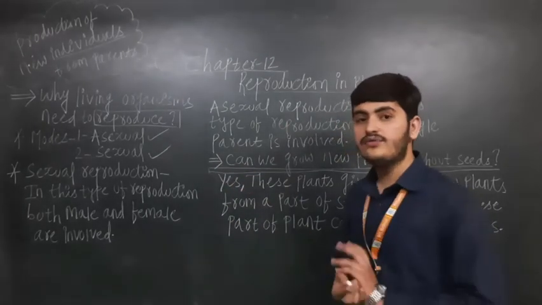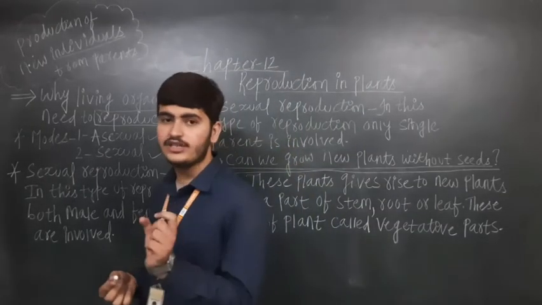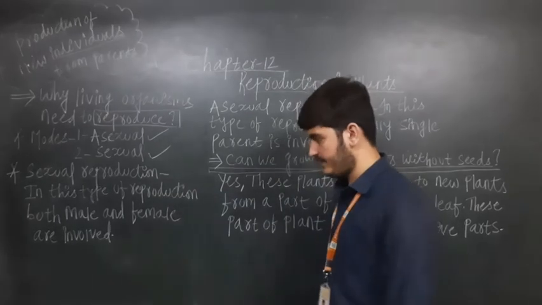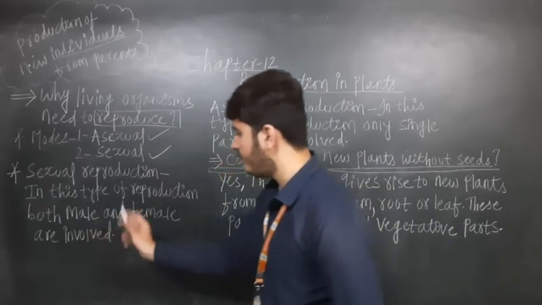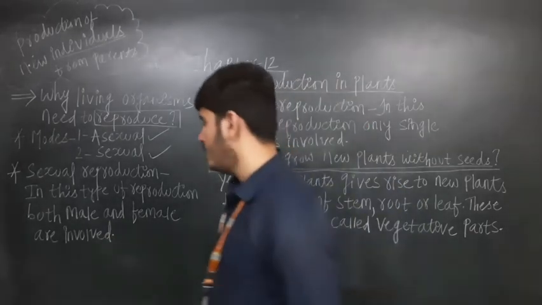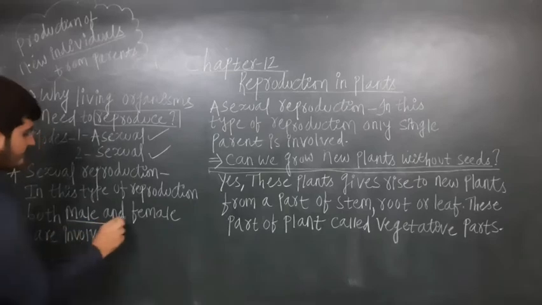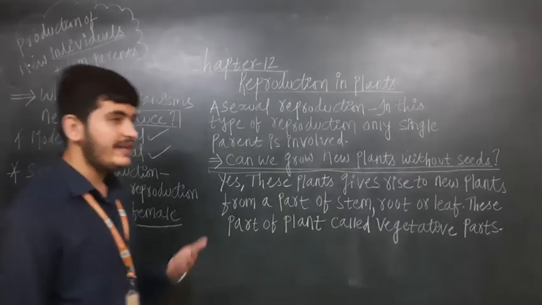Now what is the difference between both modes of reproduction, asexual and sexual? Now let us see the definition of sexual reproduction. In this type of reproduction, both male and female are involved. Means when the plants are doing sexual reproduction, both male and female are involved, just like the human beings and animals.